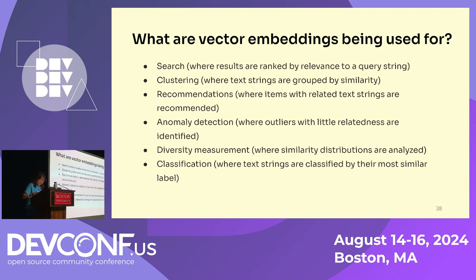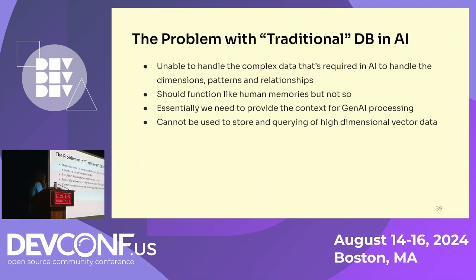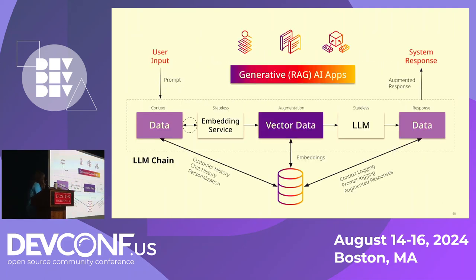Vector embeddings are not only used for search, they're used for clustering, anomaly detection, diversity measurement, and so on. I will skip this because we only have 5 more minutes, but this is a diagram explaining how a vector database can be used in a normal generative AI app, a RAG application.